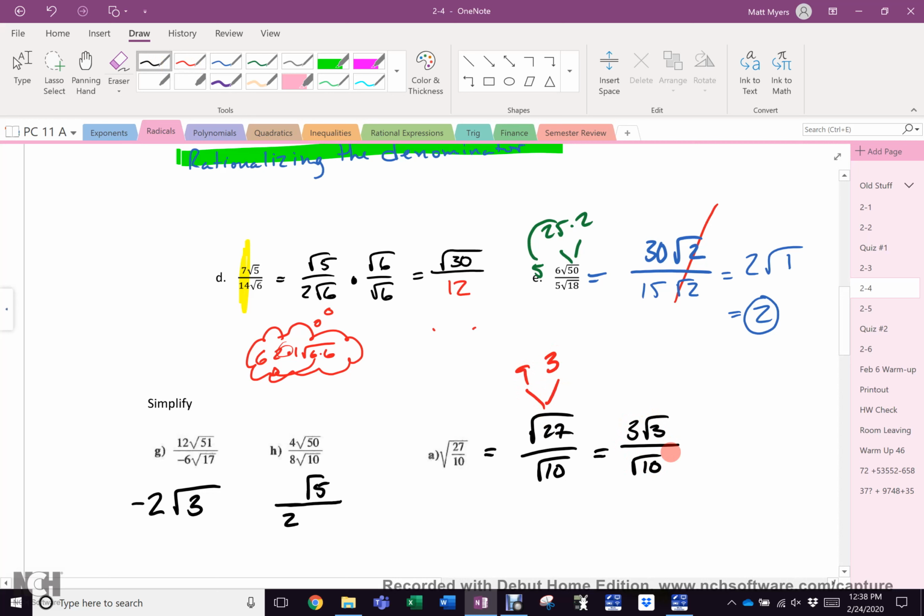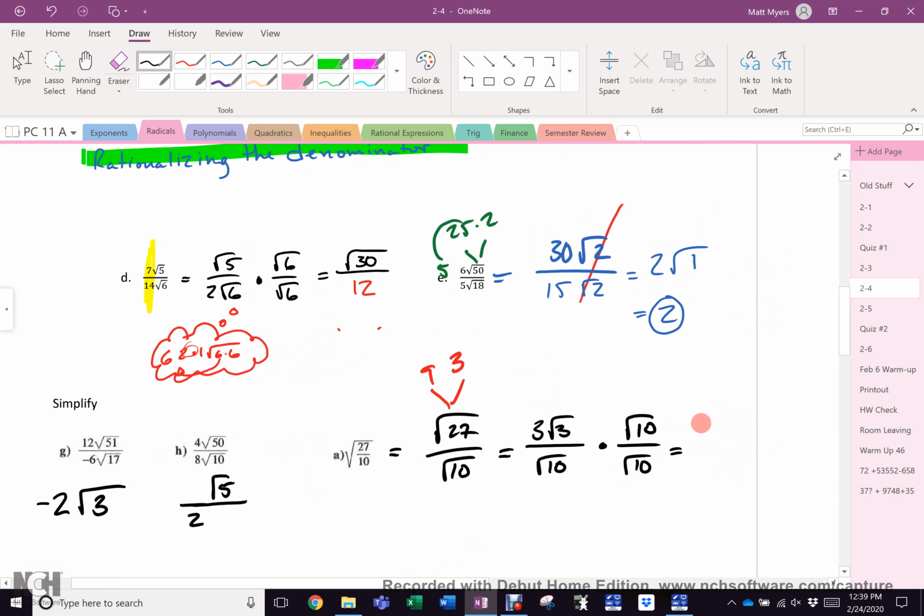Do we have a radical in the denominator? Is it a radical that we can simplify? No. Are we allowed to have a radical in the denominator if we can't simplify it? No. So we got to get rid of root 10. How do I get rid of root 10? I multiply by root 10, but I have to remember to multiply them both by root 10 to get what for an answer? Three root 30 divided by 10. And we're done. Why? 30 doesn't simplify.